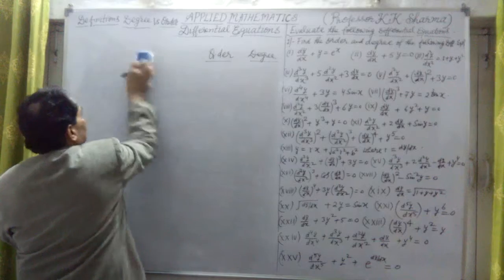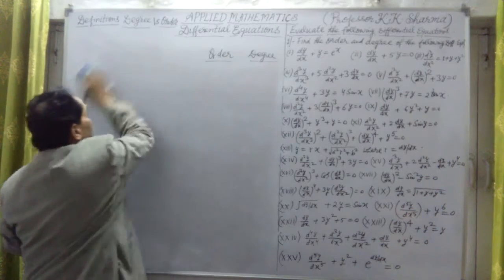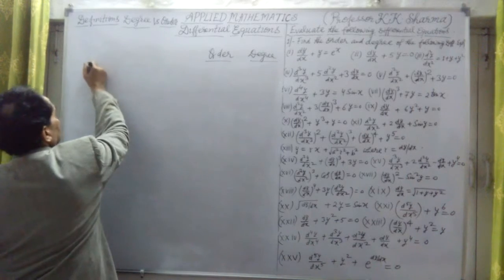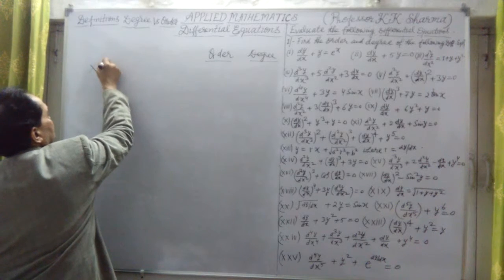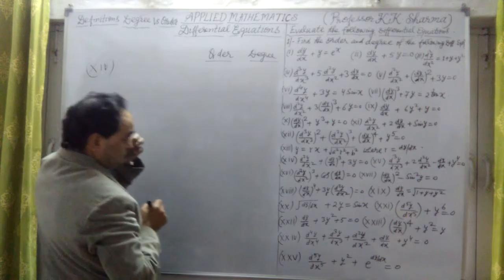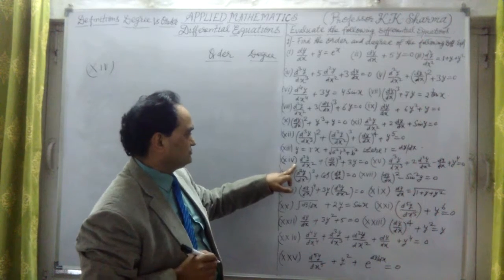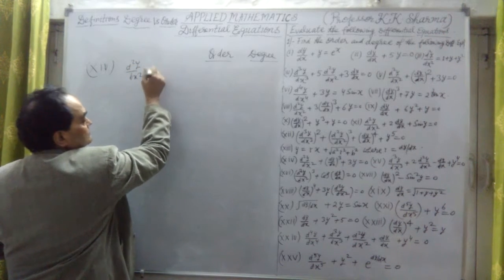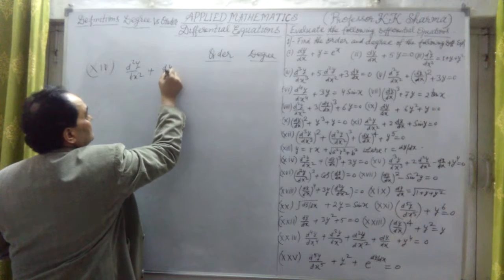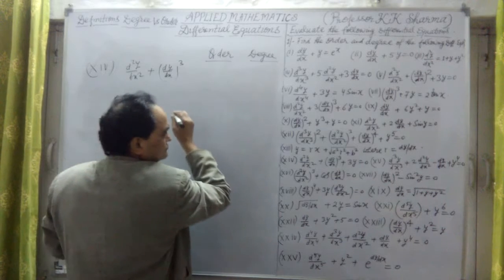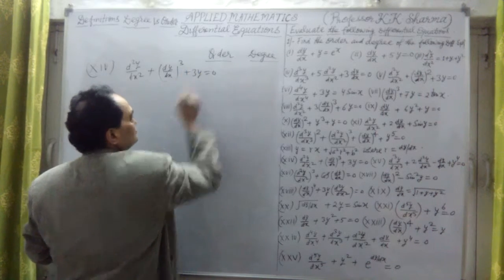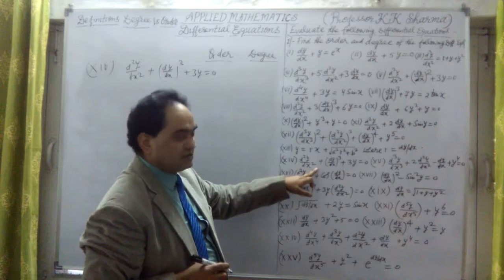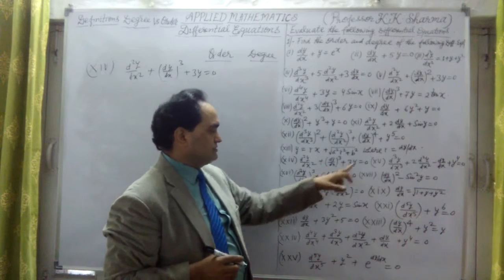Now let us talk about question number 14. The 14th question is this: d square y by d x square plus d y by d x whole cube plus 3 y equal to 0. This is the equation.